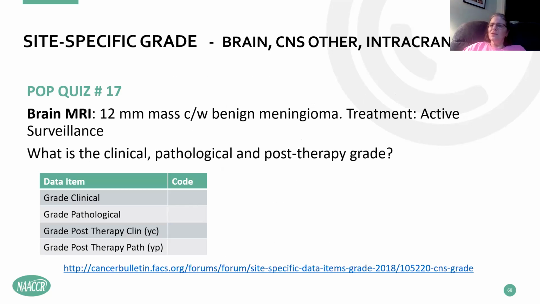So here we have brain. We have an example. There's a 12 millimeter mass consistent with a benign meningioma. Treatment is active surveillance. So what is the clinical, pathological, and post-therapy grade? So your grade clinical would be 1 because this is a /0. This is benign. But remember, your grade pathological is also going to be 9. Just because this has a default grade does not mean that you can fill in grade pathological. You still have to meet the criteria for grade pathological, and we have not met that in this scenario.